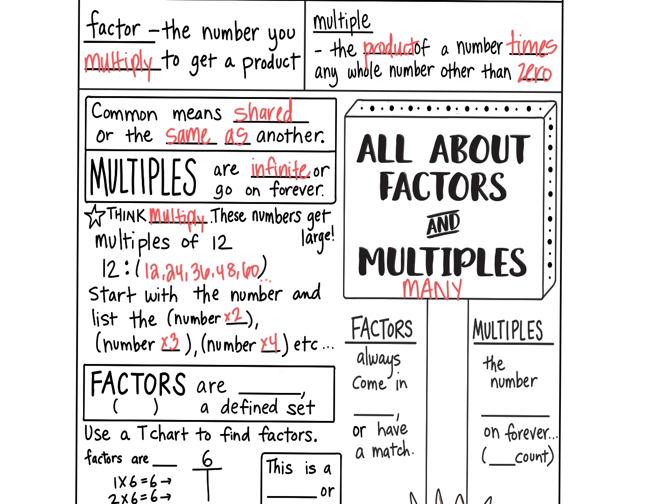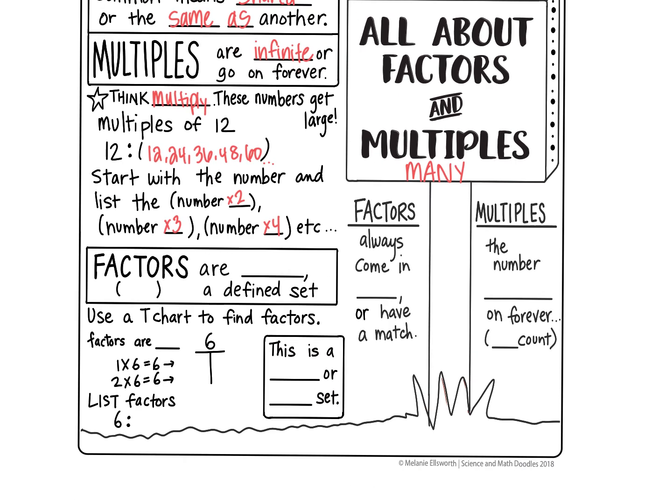All right, factors. Let's talk a little bit about factors. Factors are finite, means that it is a defined set. They end. They don't go on forever. There are just a limited number, okay? Factors are also listed in pairs. That says pairs. Sorry, that's hard to read. So factors will always be listed in pairs. Right here in my note, I'm going to say always come in pairs or have a match.